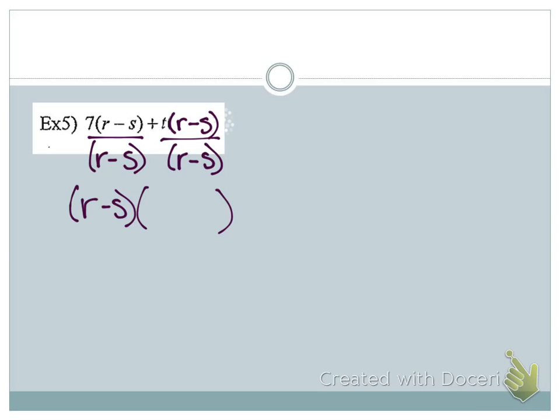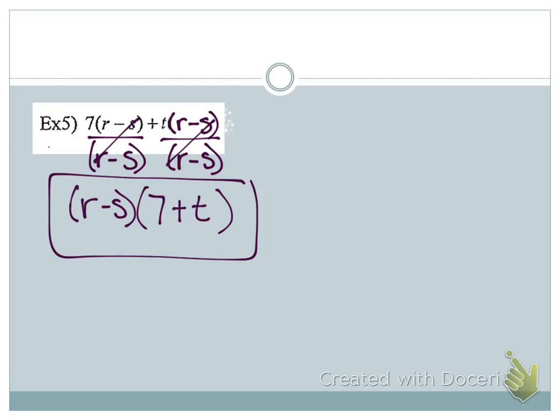And then I need to know what goes in those parentheses. Ryan, what do you think? 7 plus t. Good. 7 plus t. So we cancel out that GCF that we divided out. We're left with a 7 plus t. Final answer. So this is just like doing GCFs. It's just that our GCFs are now in parentheses instead of just one term at a time.